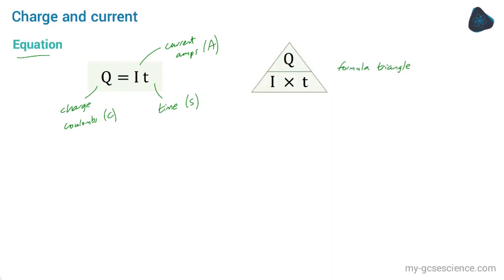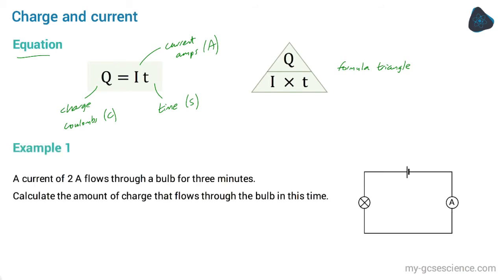All right, so let's start off with a nice simple example. Just have a quick read through here and take a look at the diagram on the right-hand side. Now, before we do anything with the equation, let's just highlight the key numbers that are given to us in the question.